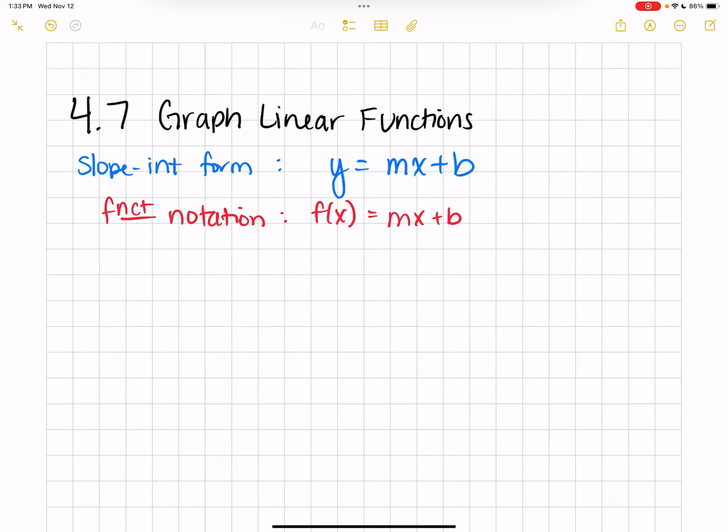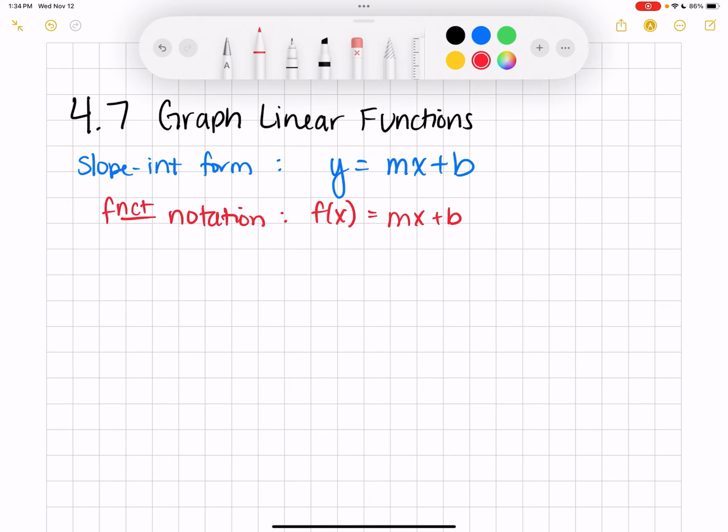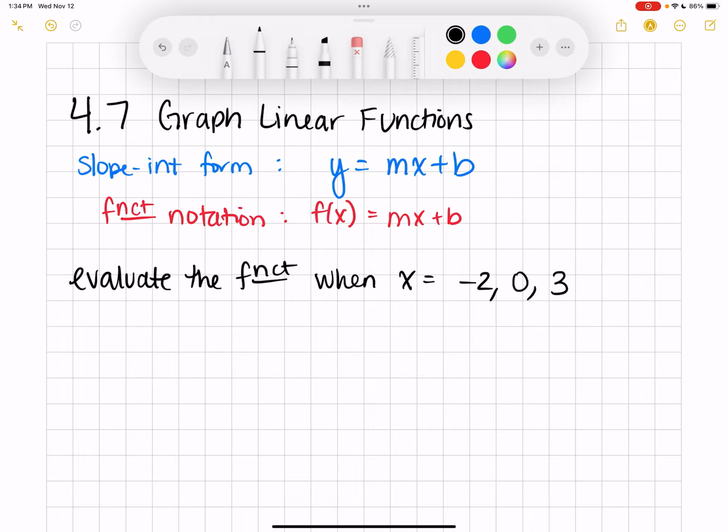So our normal process of graphing is going to be exactly like it has been in the other stuff. And then there's a few other things that we'll do with this section as well. But we are going to start out with evaluating a function. So if it says to evaluate the function when x is equal to -2, 0, and 3.